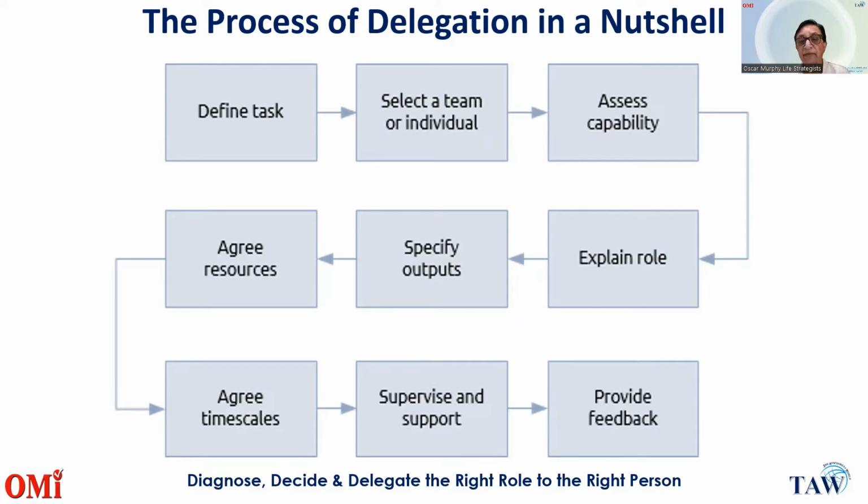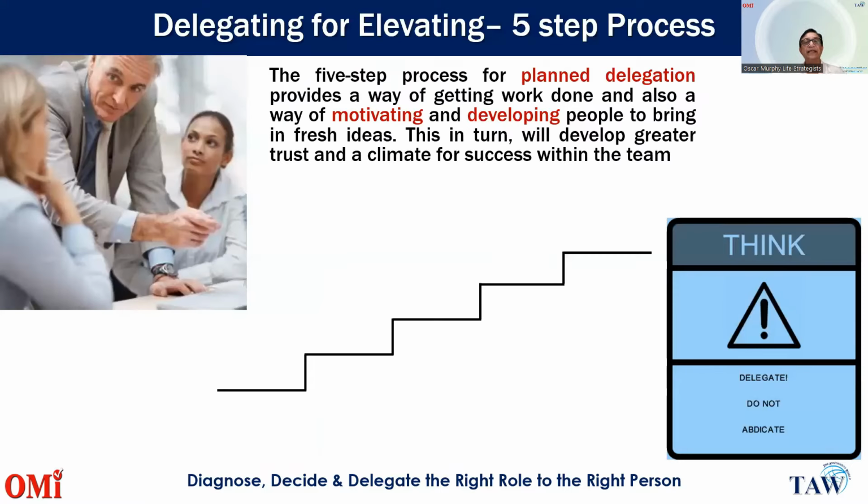Supervise them and support them for whatever help and support they would need. And all along, provide feedback. When you look at delegating, it's a 5-step process. There are 5 critical steps for planned delegation. It provides a way of getting work done and also a way of motivating and developing people to bring in fresh ideas. This in turn will develop greater trust and a climate for success within the team. That's why think, delegate, do not abdicate.